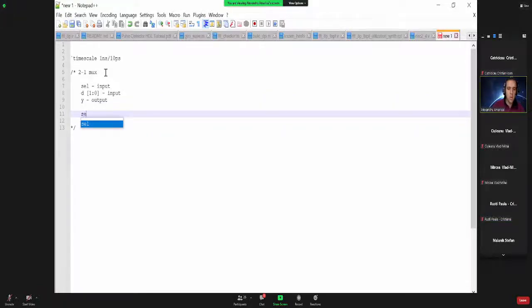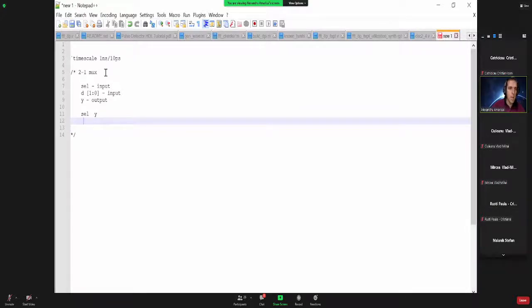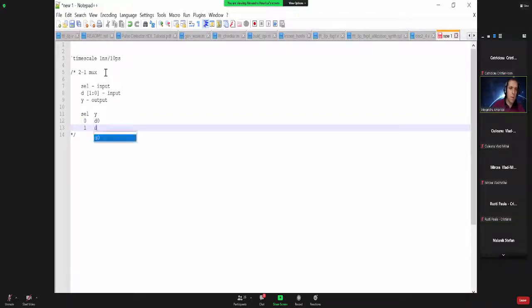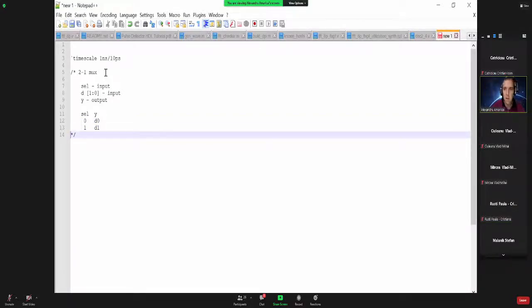So the truth table. What happens when select is 0? Y is D0, and when select is 1, Y is D1. So I will give you 2 minutes to try to code this multiplexer.